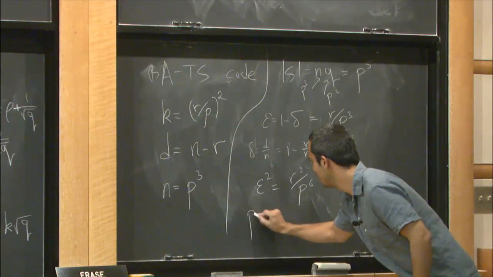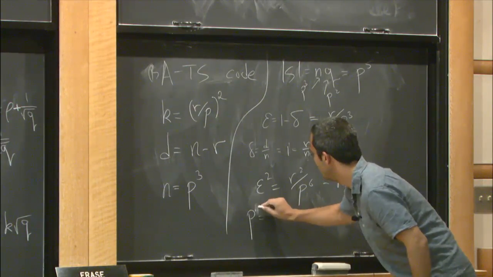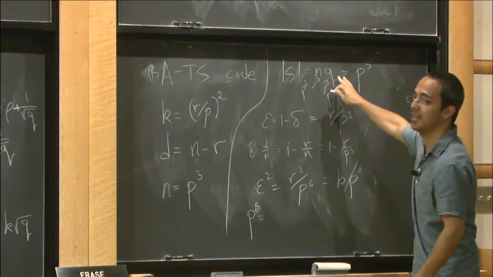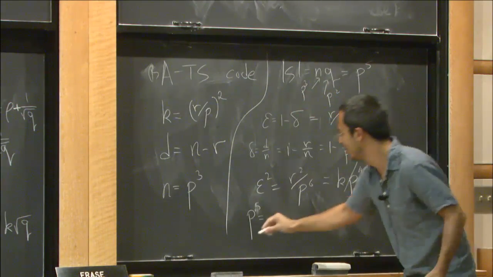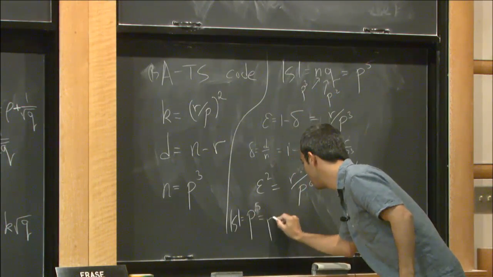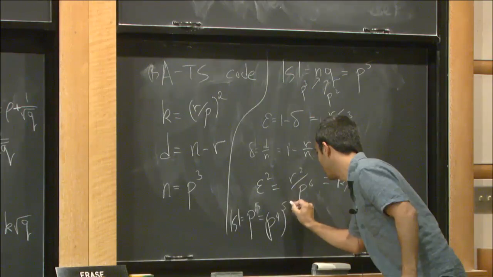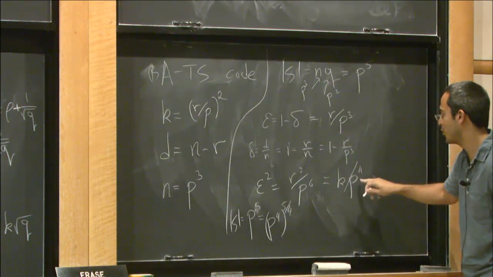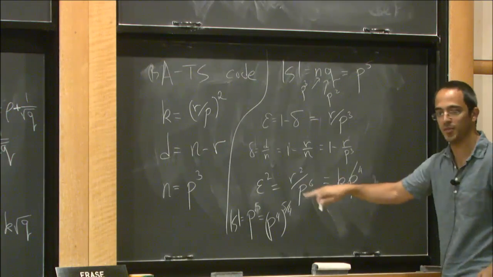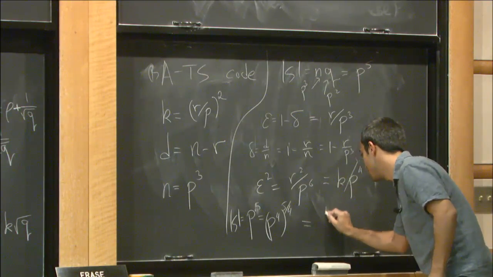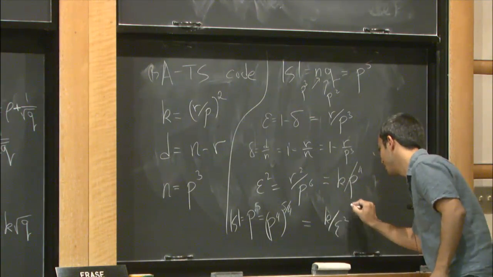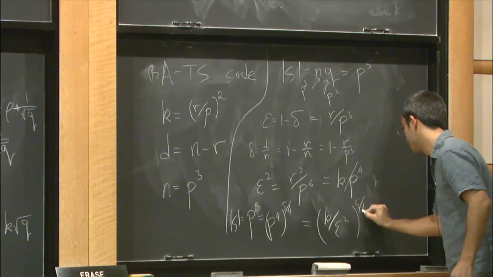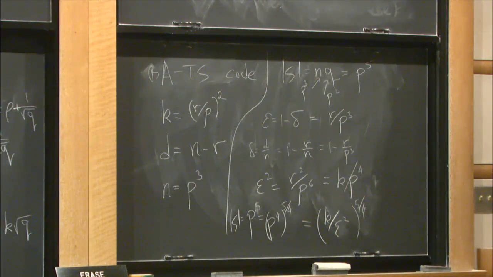So p to the 4, so maybe p to the 5, which is what you really care about, the sample space size, the set size, is p to the 4 to the 5 quarters. And I write it this way because p to the 4, we know exactly what it is. It's k over epsilon squared. So it's k over epsilon squared to the 5 quarters. And this is what you wanted. So that's quite cool, I think.